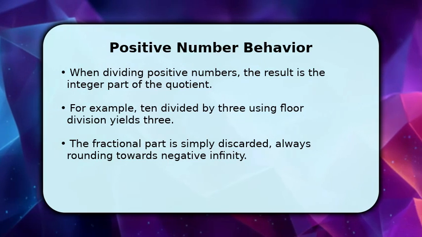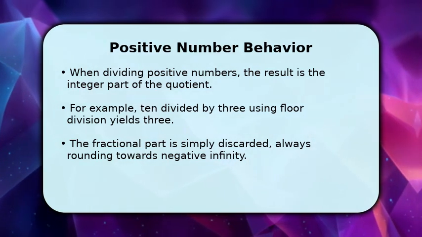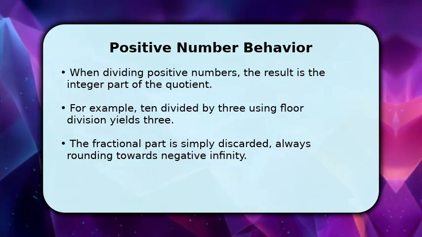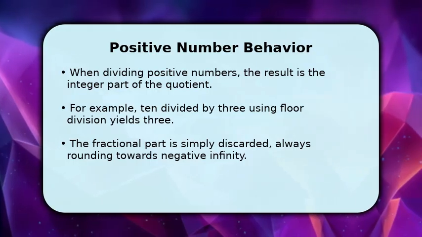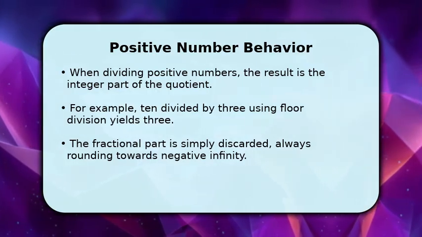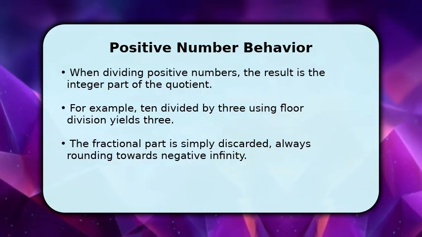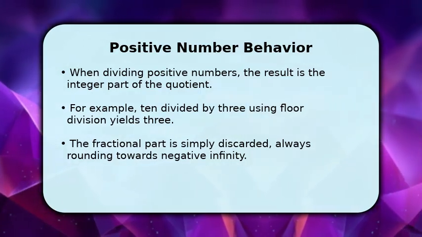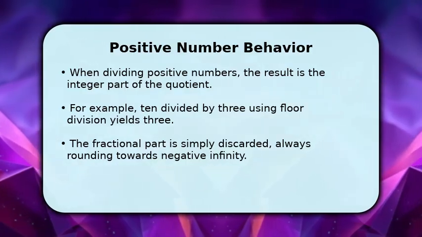Let's start with positive numbers. When you floor divide 10 by 3, the result is 3. Standard division would give you 3.333, but floor division discards the decimal, giving you only the whole number. Another example, 7 floor divided by 2 results in 3. It always rounds down to the nearest integer, ensuring a clean, whole number output for your calculations.